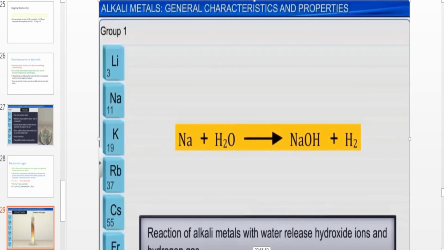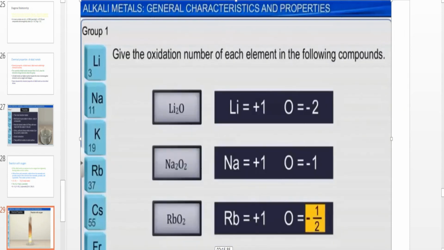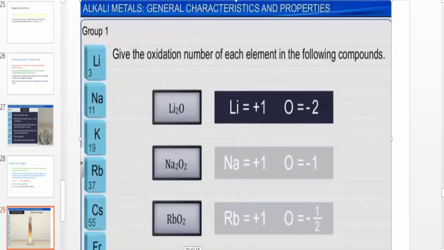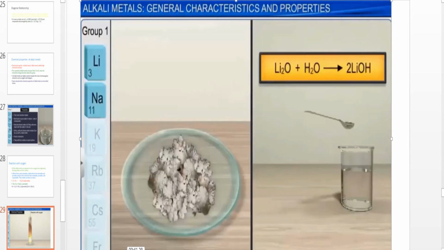Then, the reaction of alkali metals with water. When lithium reacts with water, what happens? Lithium reacts with water to give lithium hydroxide.